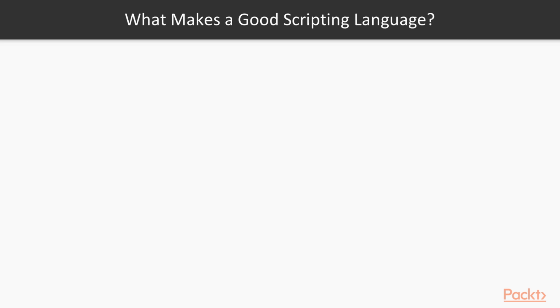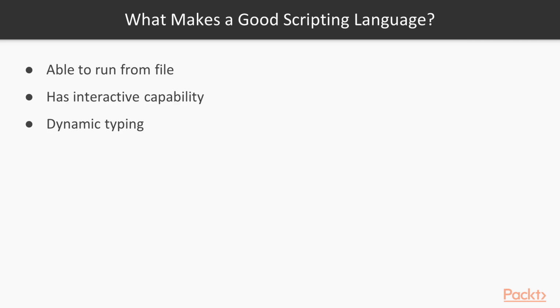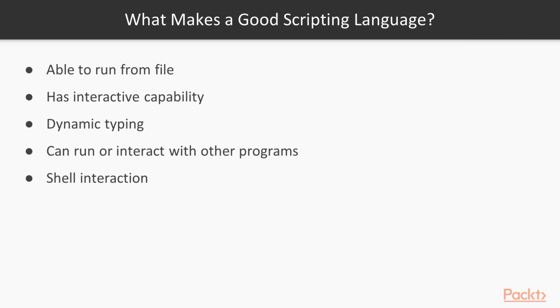What are the characteristics of a scripting language? It is essential that the language be able to run code from a file. It is also a good quality to have an interactive terminal. Dynamic typing makes simple programs and scripts easier to write and use. The language should be able to interact with other programs and run other programs. A language that can interact with the OS is a huge plus. The language should be multi-platform, or at least able to run on all platforms you will use often.